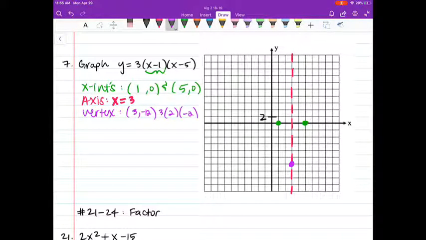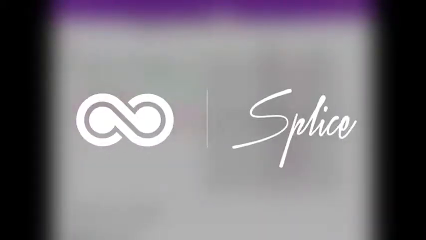Now we just need one more point that we're going to be able to reflect, and that'll be our y-intercept, which means we're going to plug in x equals 0. So we have 3 times (0 minus 1) times (0 minus 5). 3 times -1 is -3, times -5 would be +15, and we go ahead and plot that point. Now, that is the only one that we actually have to reflect, because our 2 x-intercepts, when you reflect them, you get the other x-intercept. So then we just reflect that one point, and we draw in a very steep but smooth parabolic shape. There are our 3 graphs.